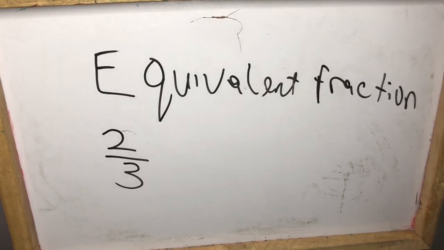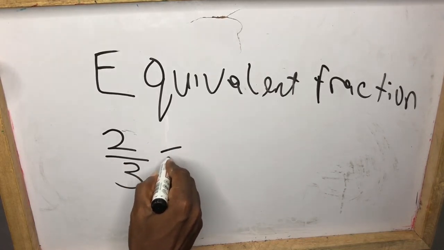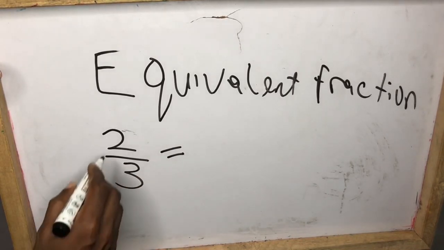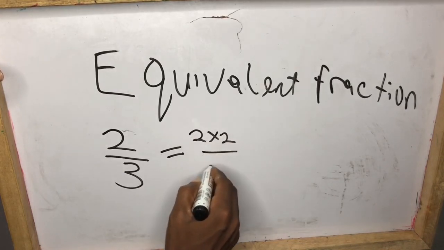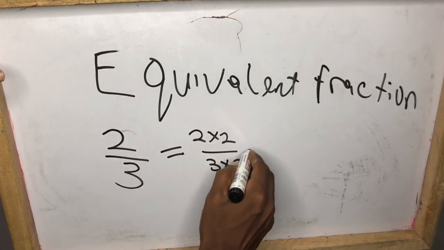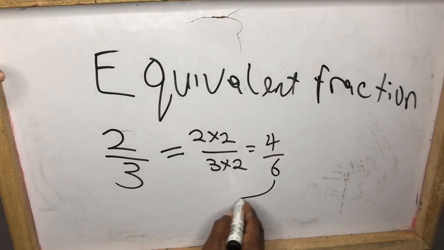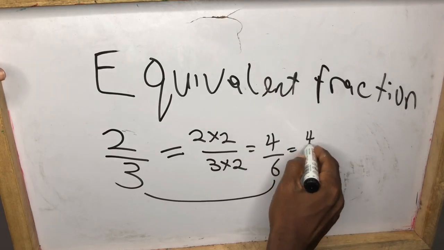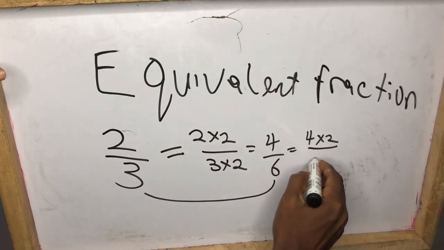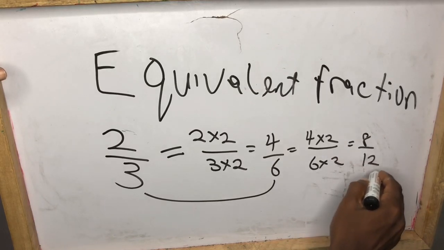So the first example is 2 over 3. Now, if you want to get the equivalent fractions, first, you cannot simplify 2 over 3, because that is the lowest fraction. So just multiply the numerator and the denominator by 2. If you multiply the numerator and denominator by 2, you have 4 over 6. To find another equivalent fraction from there, multiply the numerator and the denominator by 2 as well, which is 4 times 2 and 6 times 2, which will give you 8 over 12.